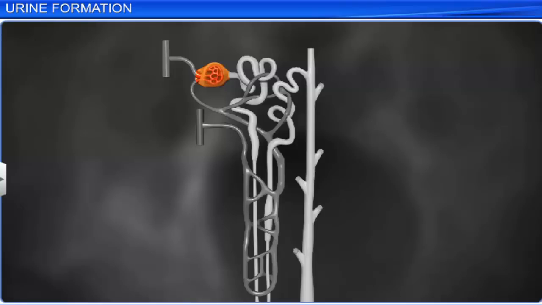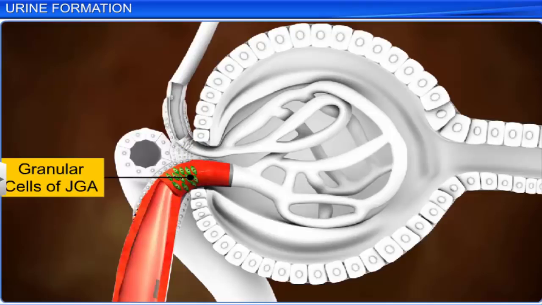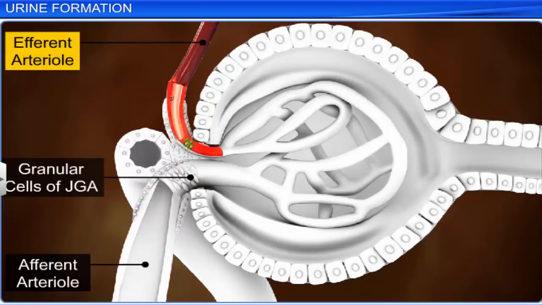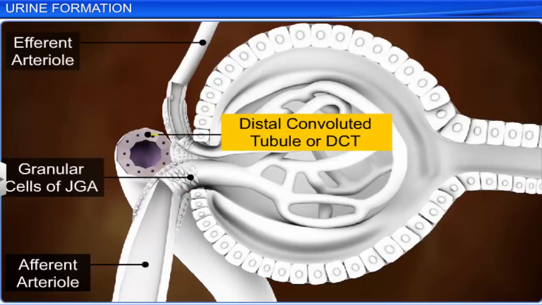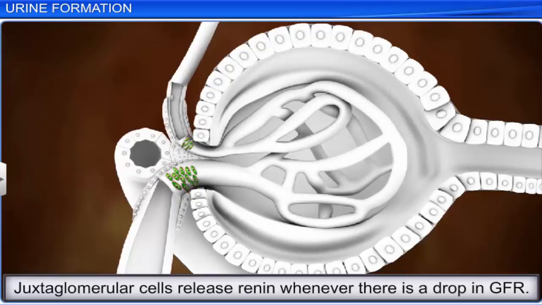The blood pressure in the capillaries acts as a major force in glomerular filtration. Besides, there are certain intrinsic mechanisms in the kidneys that auto-regulate the GFR. The juxtaglomerular apparatus or JGA is one such microscopic structure that regulates the GFR. The JGA is formed by cellular modifications between the afferent and to some extent the efferent arteriole and the distal convoluted tubule or DCT of the same nephron at their point of contact. The juxtaglomerular cells release renin whenever there is a drop in the GFR, which stimulates glomerular blood flow and normalizes the GFR.